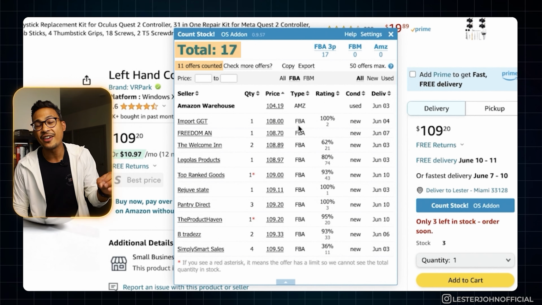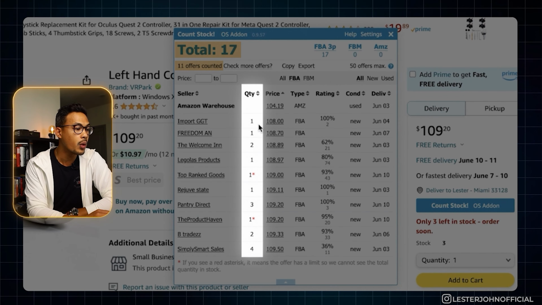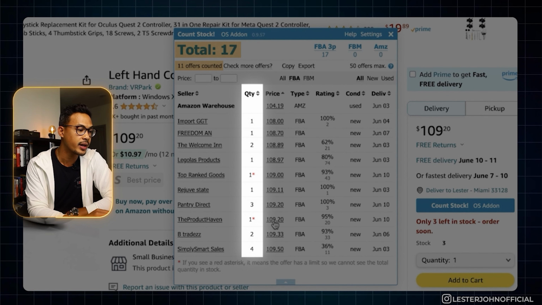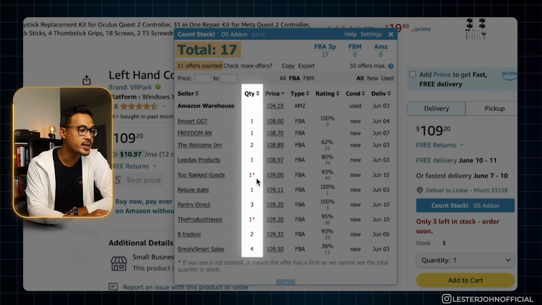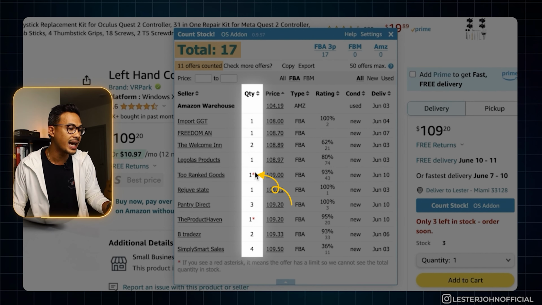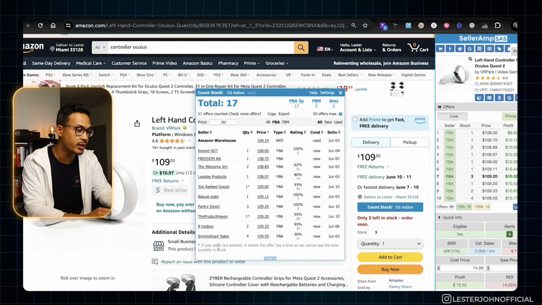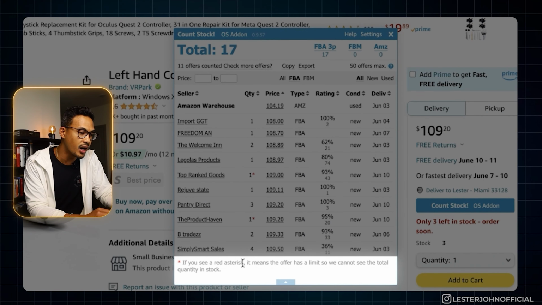We're going to focus on FBA because that is the main part of the business. As you can see, these are the quantities and the list price right here. What's really cool about OS Stock Addon, that I don't think any other software provides, is you see this little red asterisk right here. That means they have put a stock limit on how much quantity they have. So if you see a red asterisk, it means the offer has a limit, so we cannot see the total quantity in stock.